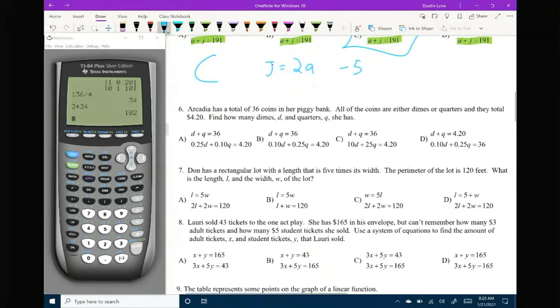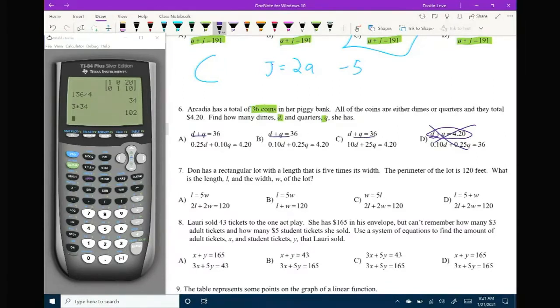Okay, number 6. Arcadia has a total of 36 coins in her piggy bank. All the coins are either dimes or quarters, and they total $4.20. All right, so again, we've got D and Q. And our total of 36 coins means we've got D plus Q equals 36. Now, I look at this one over here: D plus Q equals 4.20. D is number of dimes, Q is number of quarters. Is it true that the number of dimes plus the number of quarters equals $4? No, that doesn't work. It's got to be D plus Q equals 36, and I've got all of those over here.